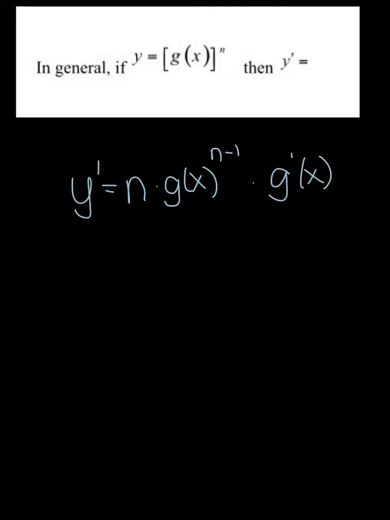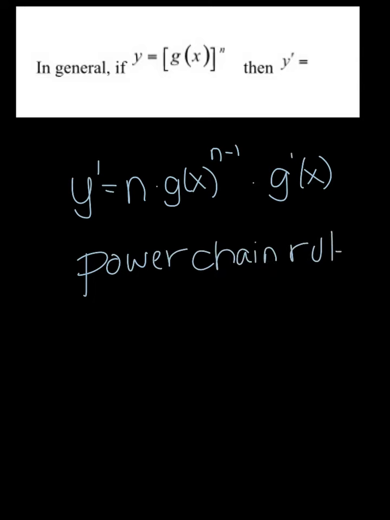This is what mathematicians often refer to as the power chain rule. And power chain, obviously, because it's the power rule with the chain rule inside of it. So the power chain rule. It will save you some time from having to rewrite all of your f's and g's and f primes and g primes, because it always works out this way.